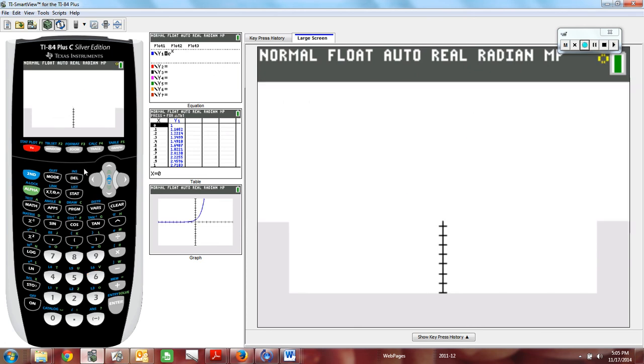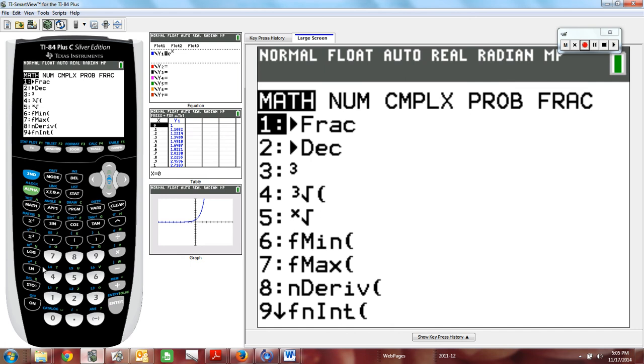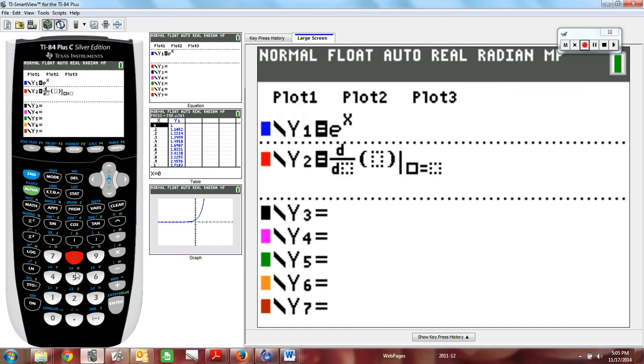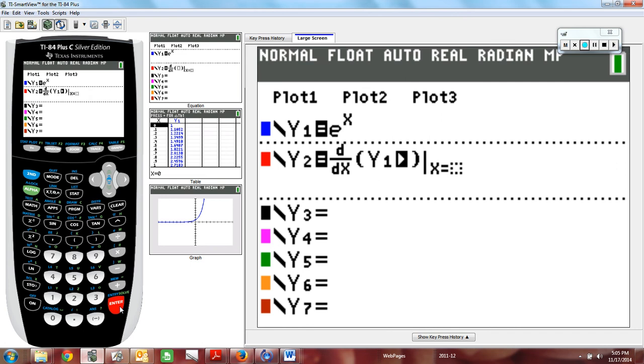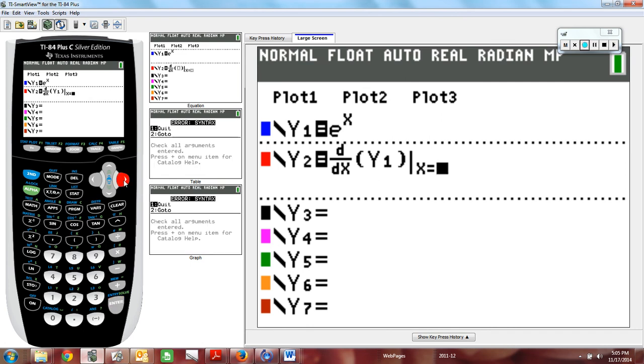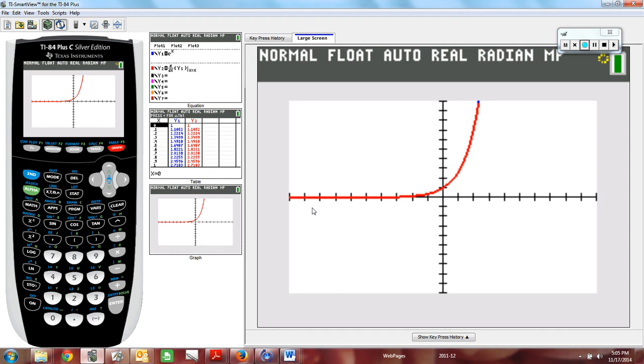Now in the second one, I'm going to graph the derivative using nDeriv, just to prove to you that we have the same function. So nDeriv, choose number 8, and just reminding you again how to do this, I'm going to get my Y-VARS function and choose Y1. We want to show it for all the x values, so I choose x right there. Then if you take a look at the graph, you'll see that the red graph it's drawing, the derivative, lies directly on the graph that was already there, e to the x.